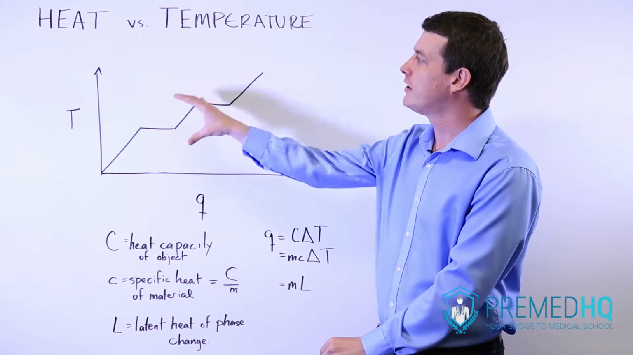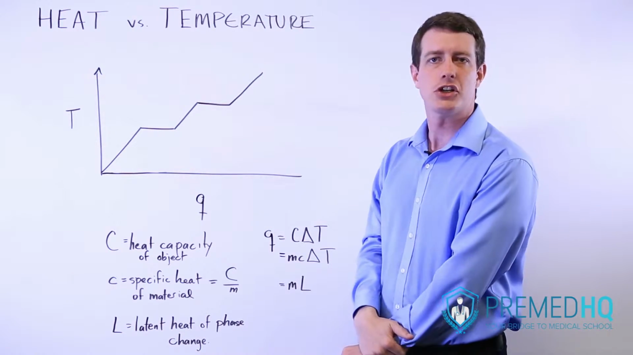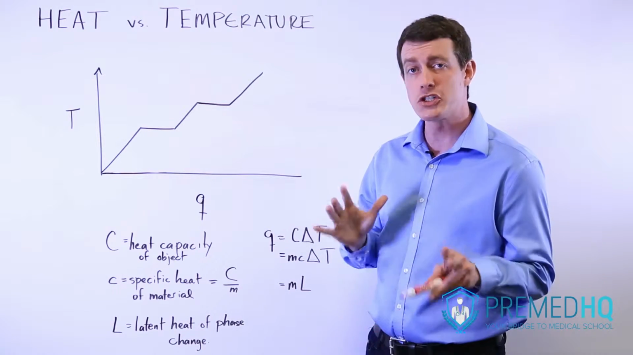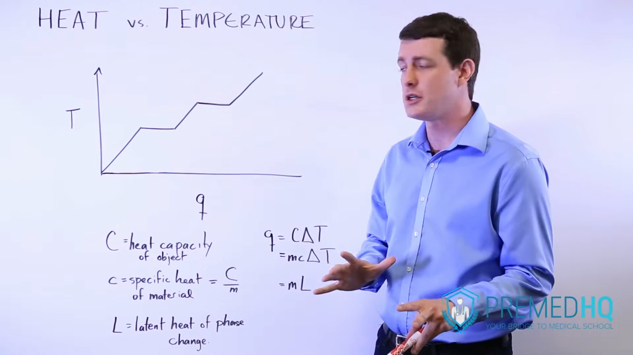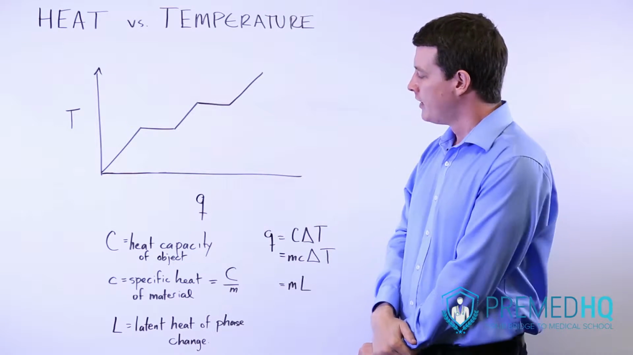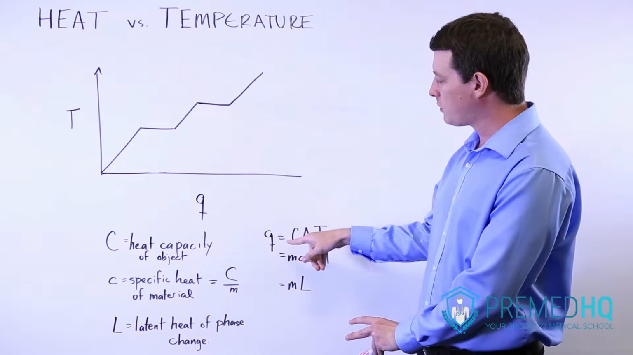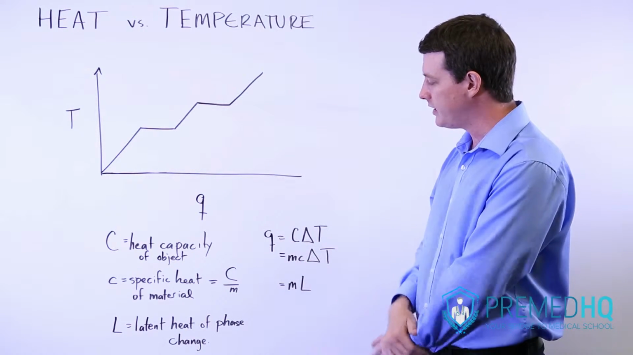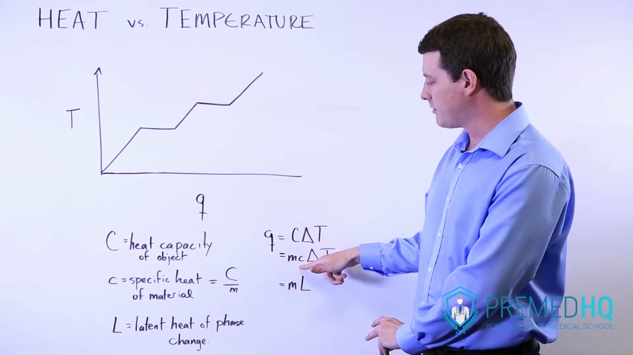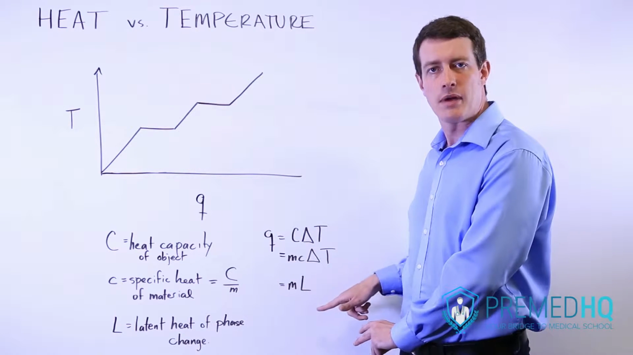And this graph here helps to show the distinction between heat and temperature and how the two are related, which they often are. They are often related to each other, but not always, as you can see at points in this graph. So the formulas that you'll see for heat are going to be Q equals capital C delta T, Q equals M times lowercase c delta T, and Q equals mL.